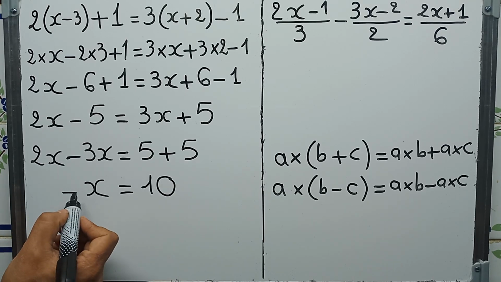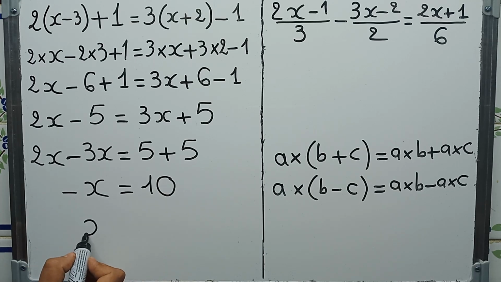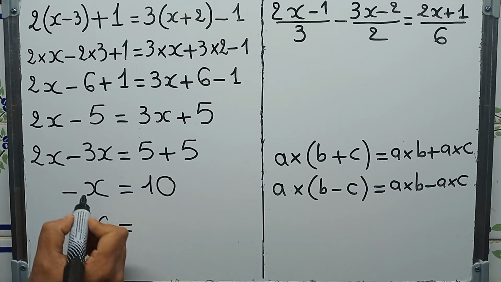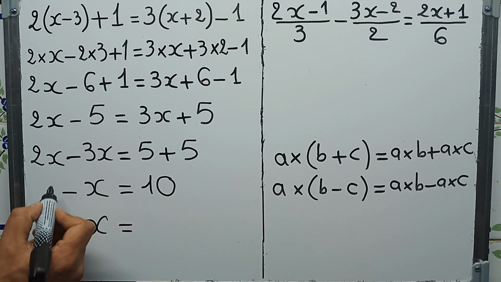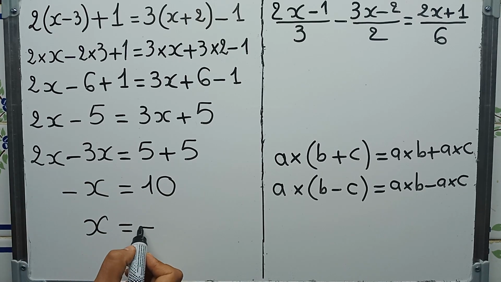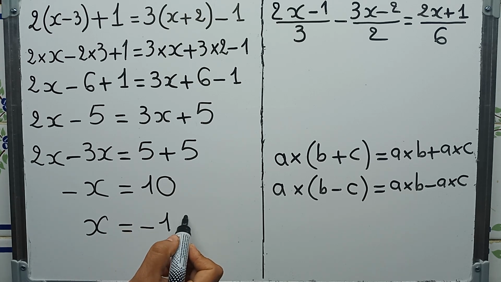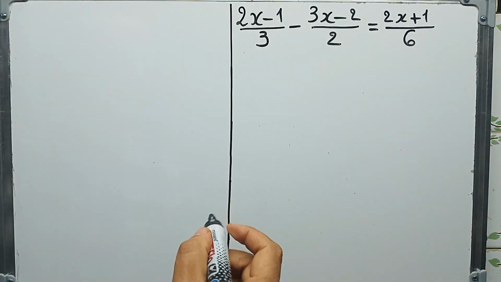Finally, we have minus x equals 10, and this implies x equals, this minus goes to the other side. It's like dividing by minus 1 or multiplying by minus 1. It's the same. The minus goes to the other side. It's minus 10.